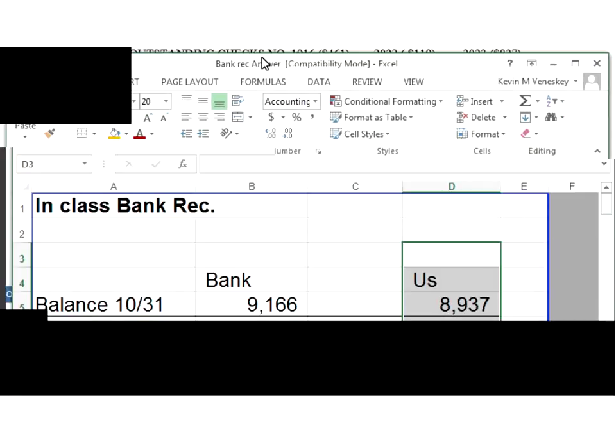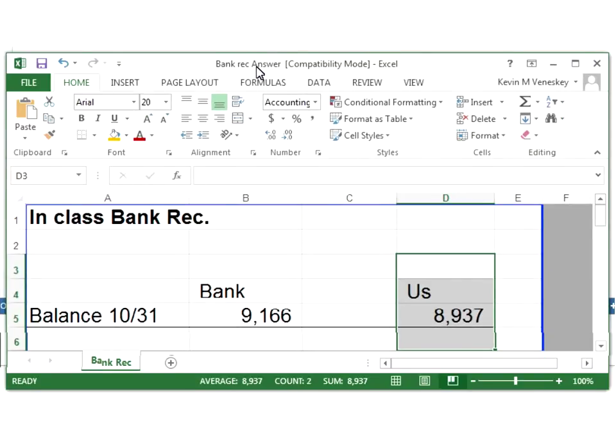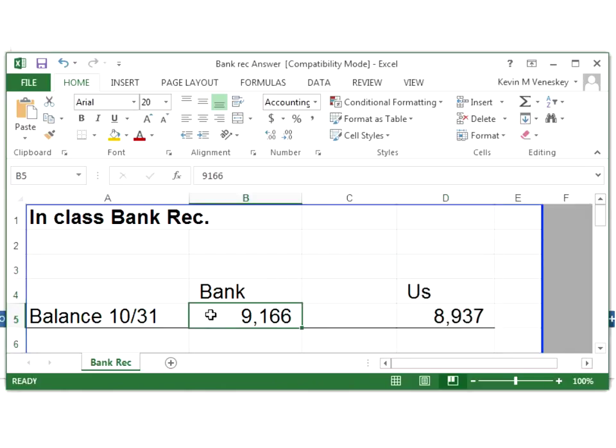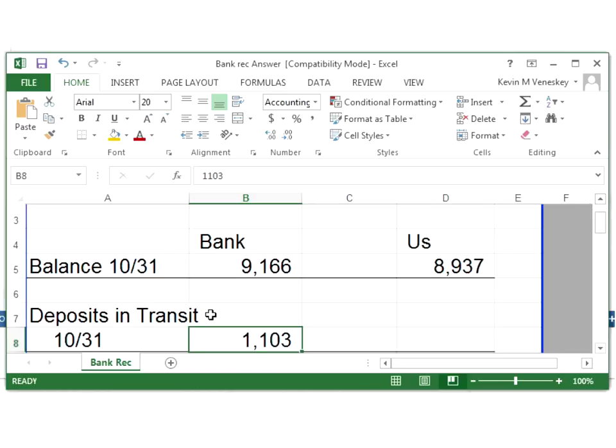So the first thing, I'm going to move this around just a minute. All right, we had a deposit in transit of $1,103. A deposit in transit, that's something I know about. I made the deposit, but the bank doesn't know about it because it happened at the end of the day, and it didn't show up on their records until the next business day. So for a deposit in transit, we need to add money to the bank's number.